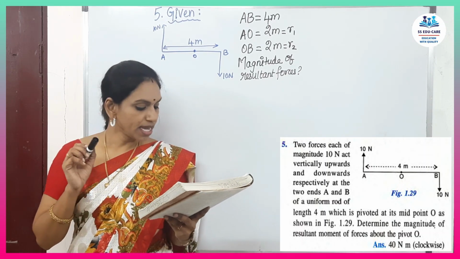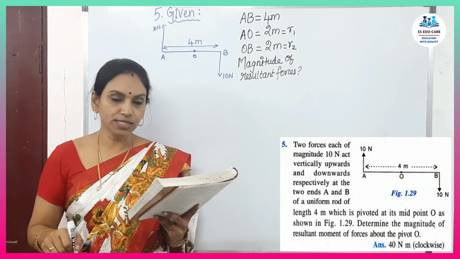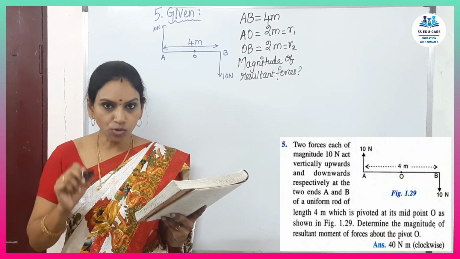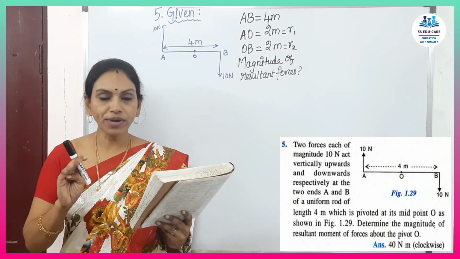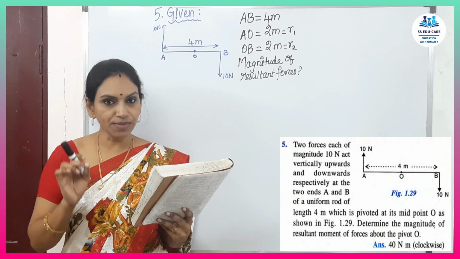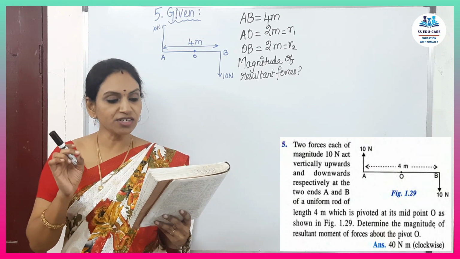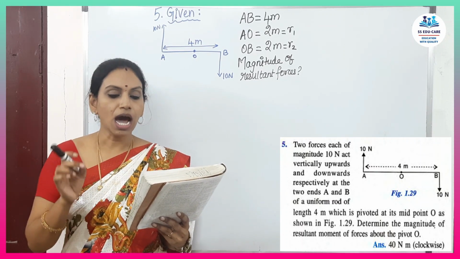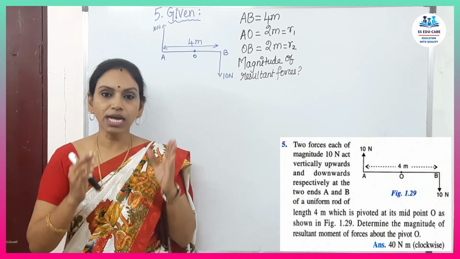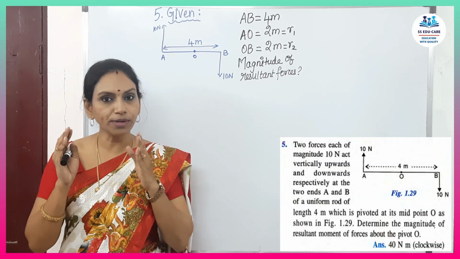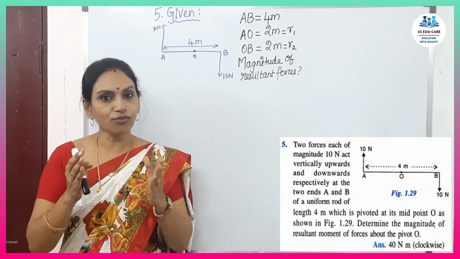Two forces, each of magnitude 10 Newton, act vertically upwards and downwards respectively at the two ends A and B of a uniform rod of length 4 meter, which is pivoted at its middle point O, as shown in the figure. Determine the magnitude of the resultant moment of forces about the pivot O. See, we have to find the moment of force at point A and the moment of force at point B. Then we have to add the two to get the resultant. Let's do it.